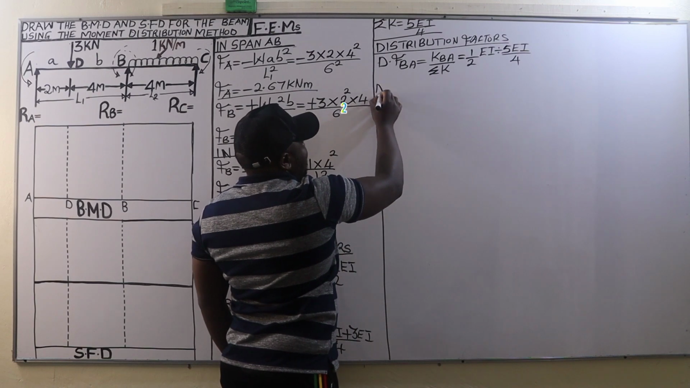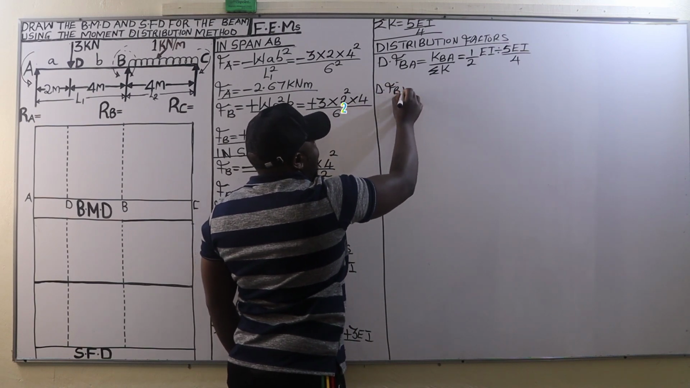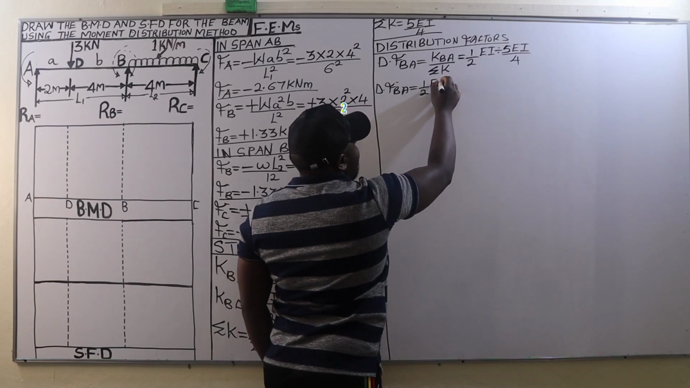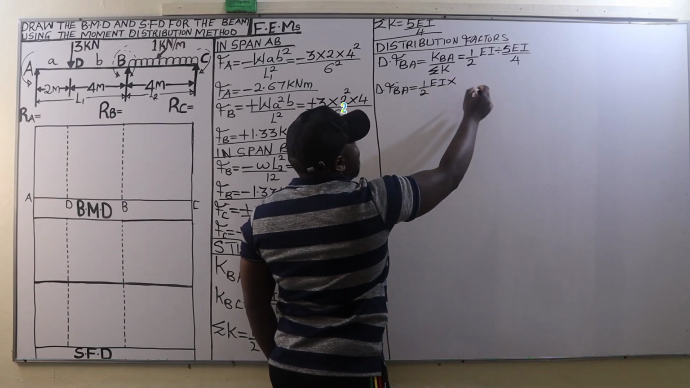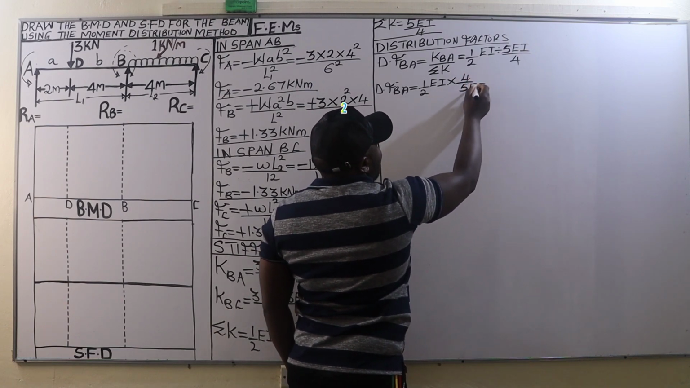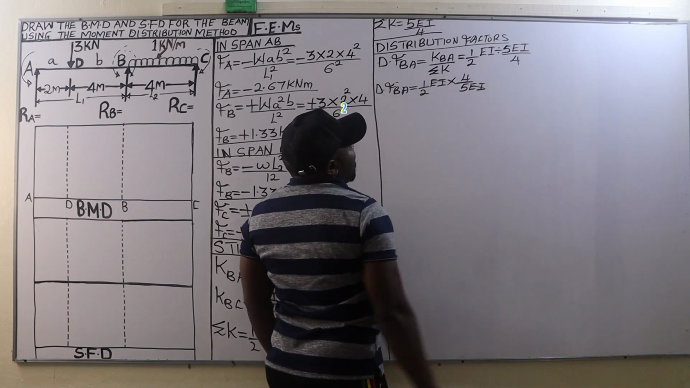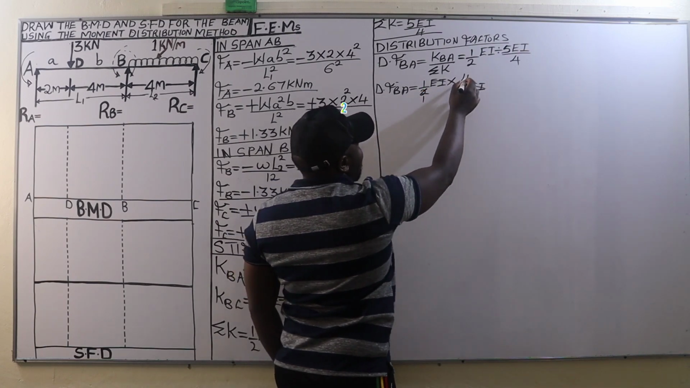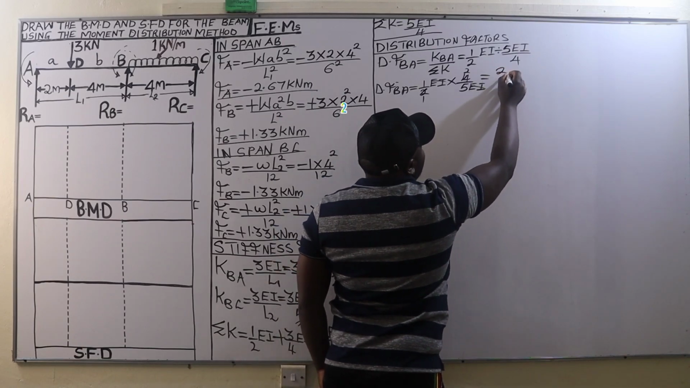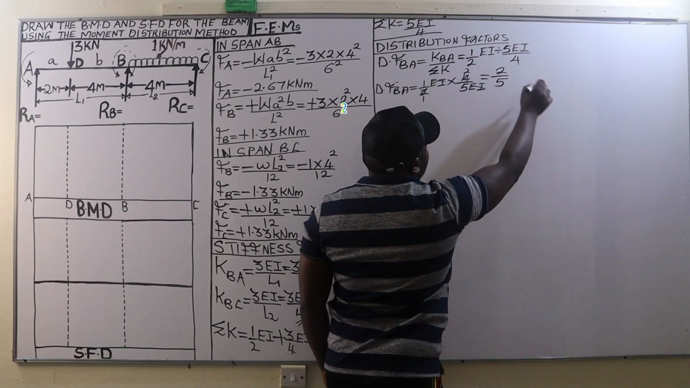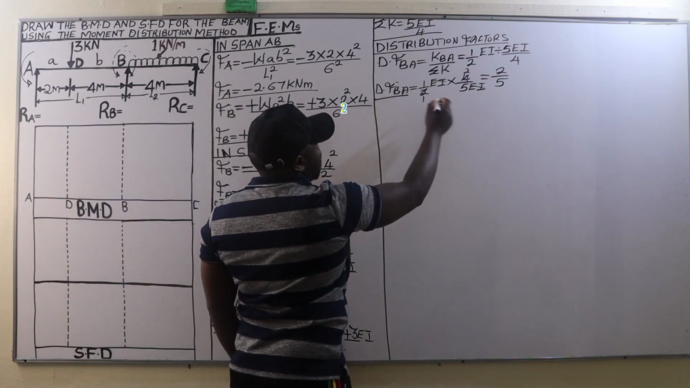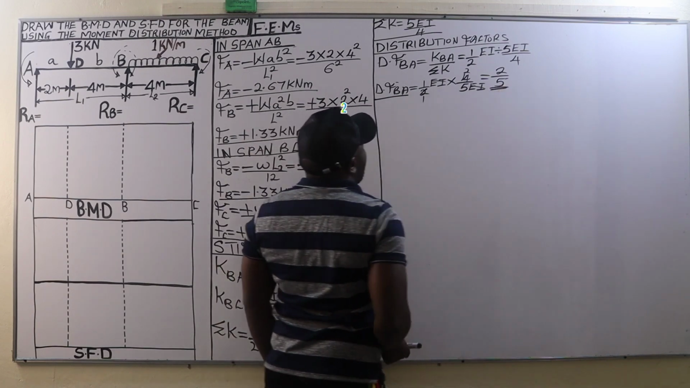This is going to give us a distribution factor on the member BA of a half EI multiplied by 4 over 5 EI. The EI and EI are going to cancel out, and 2 into 4 by 2... so we are going to get a distribution factor of 2 over 5. And therefore, that is the distribution factor on the member BA.